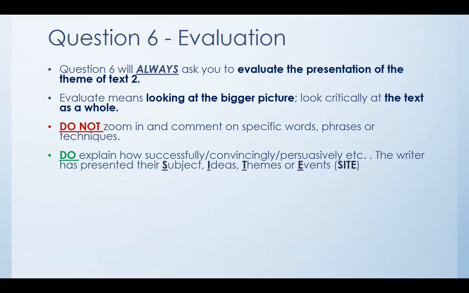When you're answering question 6, what you do need to do is to explain in far more general terms how successfully, convincingly, persuasively, whatever it might be, the writer has presented whatever element of sight it is, so their subject, their ideas, their themes or their events, that is mentioned in the question.